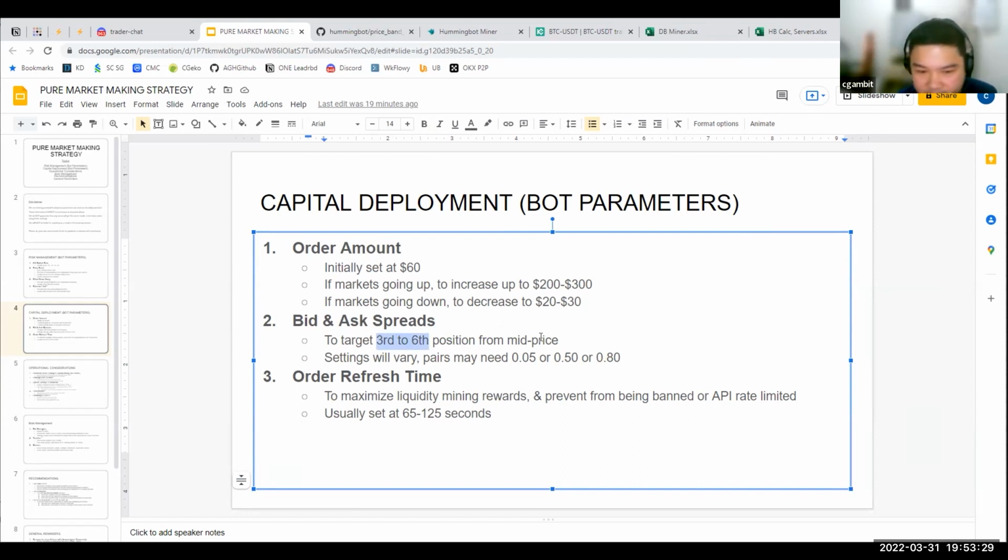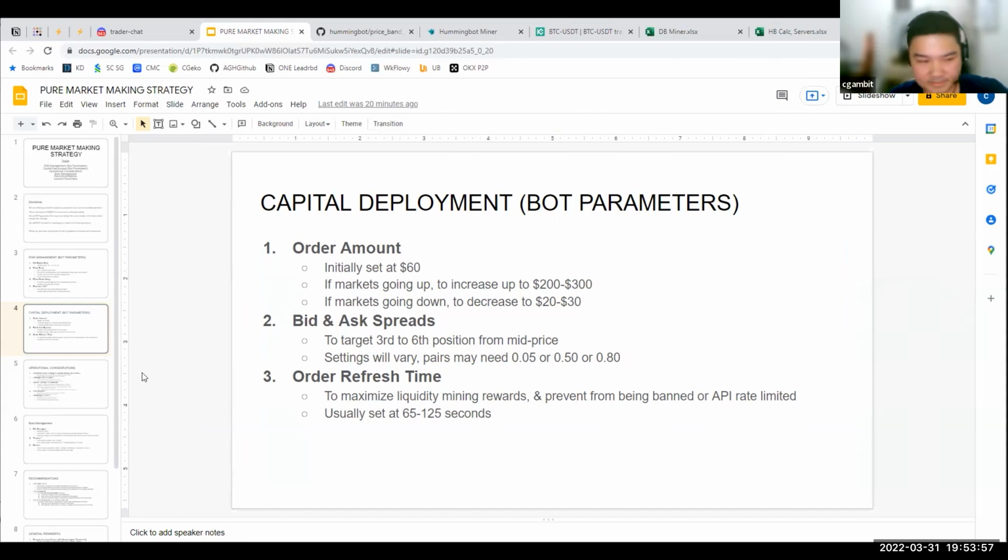Usually we set this one time, and then when volatility comes, we will try to change it again, but not as often, because usually this one becomes first position or second position. It's okay not to change it every time for this.